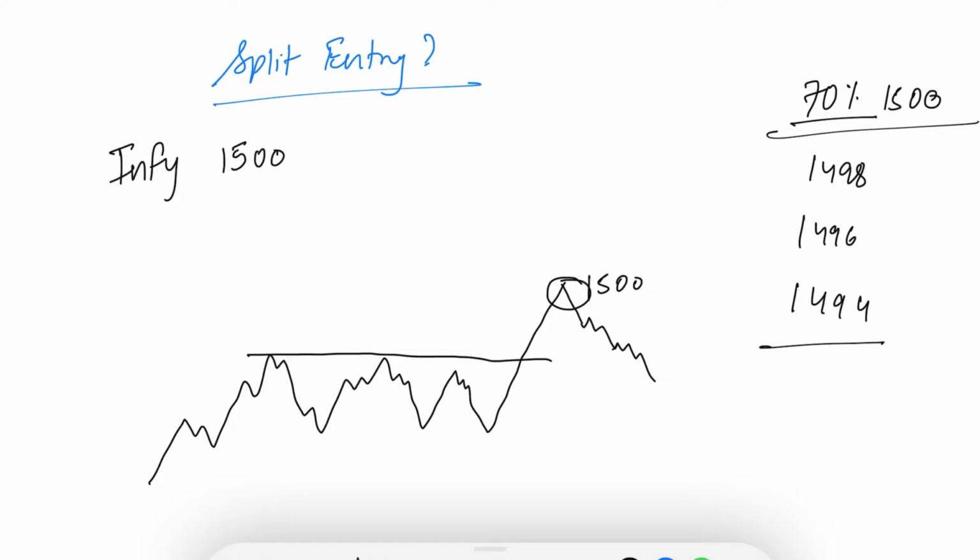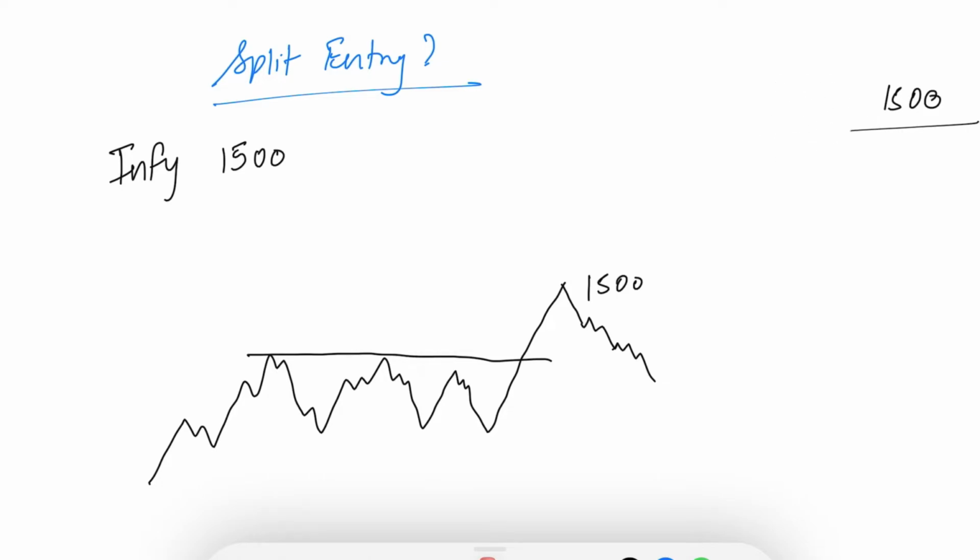If you are buying all your quantities at 1500 at the breakout level, just put a stop loss and wait for the market to do its job. So instead of buying at 1498, 94, 96, all these levels, what you actually need to do is buy all of your quantities at 1500 if you're a breakout trader, and place a stop loss of, let's say, 1485 or 1488 or something, basically below the breakout level.